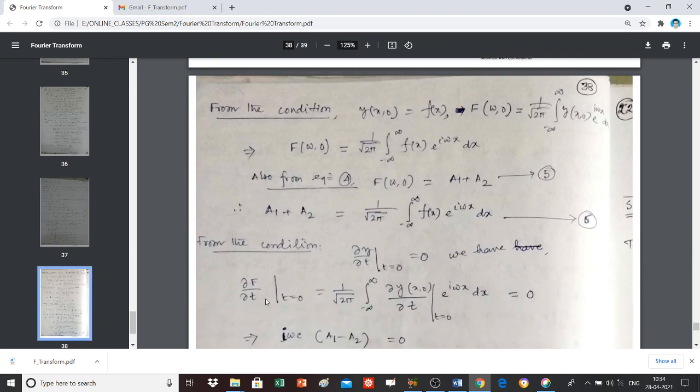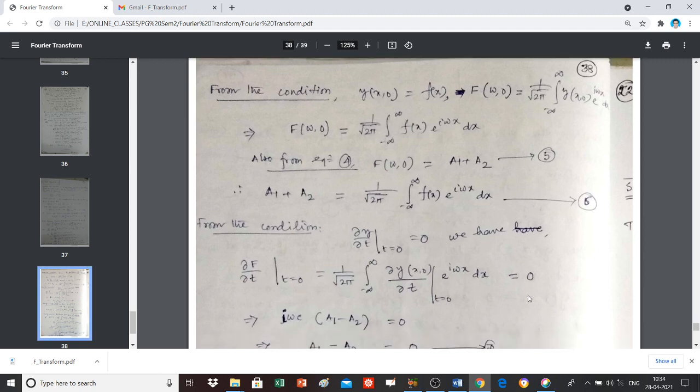So ∂f/∂t at t equal to 0 is 1 by root 2π, integral from minus infinity to plus infinity of ∂y(x,0)/∂t at t equal to 0, e to the I omega x dx. Since ∂y/∂t vanishes at t equal to 0, this ∂f/∂t at t equal to 0 should also be 0. So that is also 0, and we get ∂f/∂t at t equal to 0 is equal to 0.